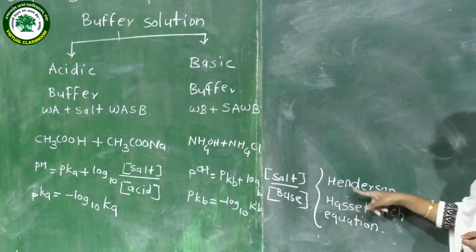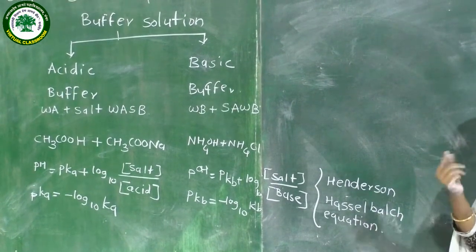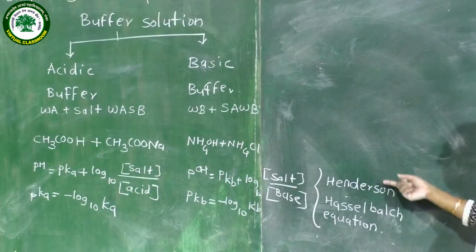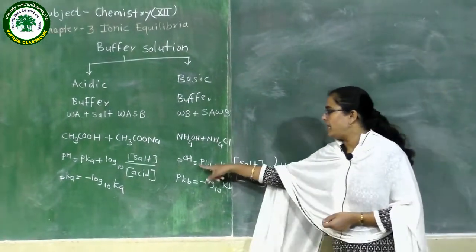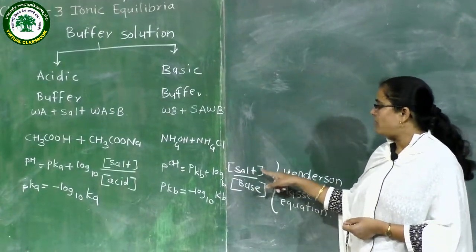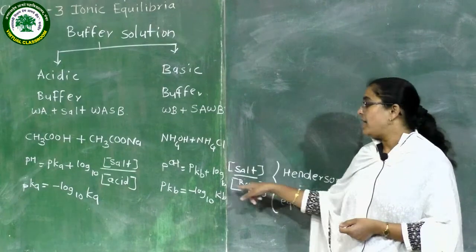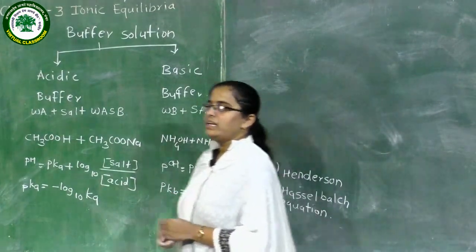This equation is called the Henderson-Hasselbalch equation. Sometimes a question is asked: identify the Henderson-Hasselbalch equation. The equation is pOH is equal to pKb plus log base 10 of concentration of salt divided by concentration of base. And what is pKb? pKb is the negative log base 10 of Kb.